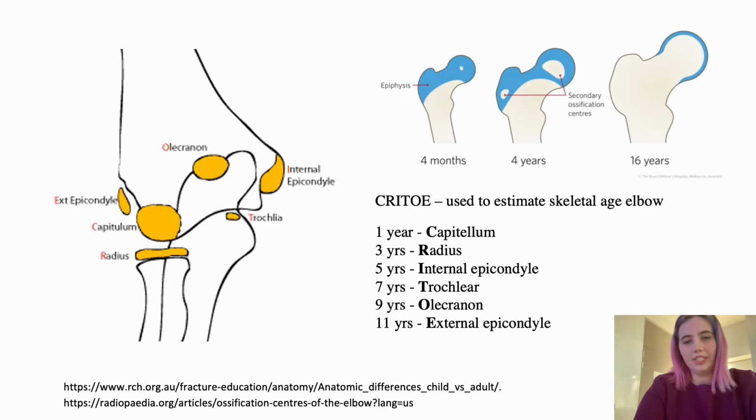But at 1 year, they should have the capitellum. 3 years, the radius. 5 years, the internal or medial epicondyle. 7 years, the trochlea. 9 years, the olecranon. And 11 years, the external epicondyle.